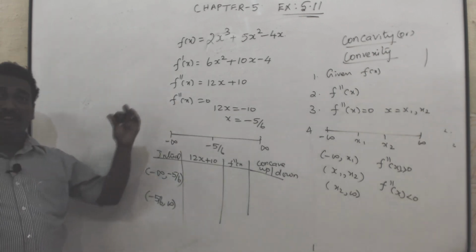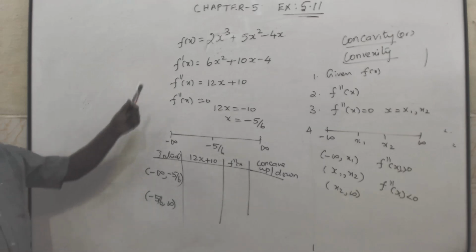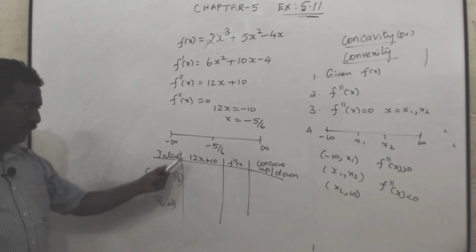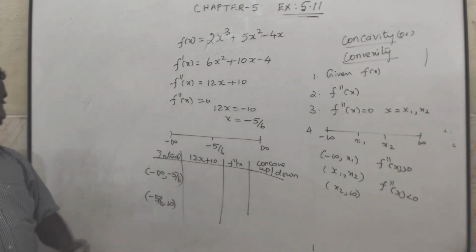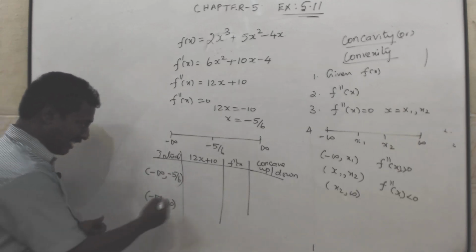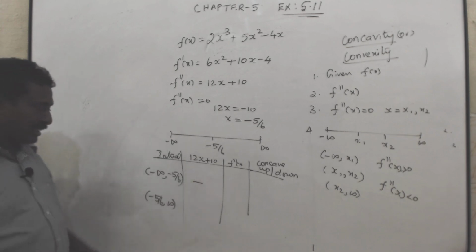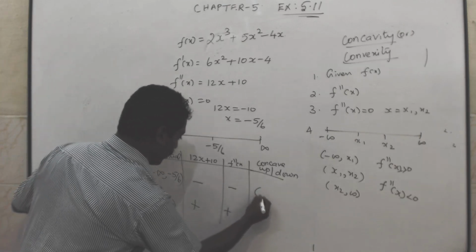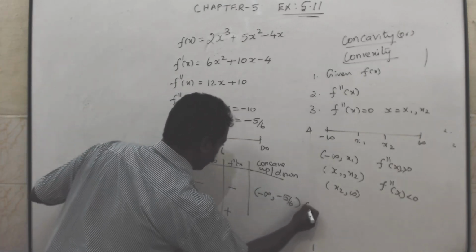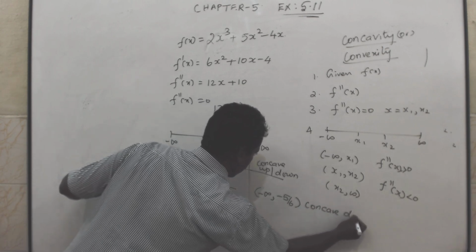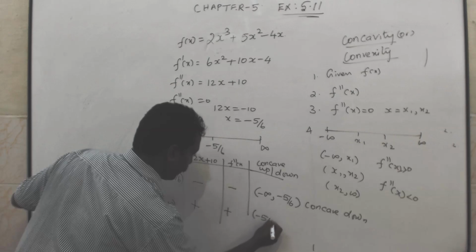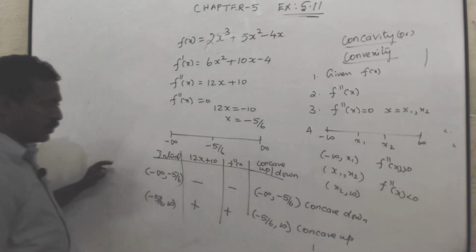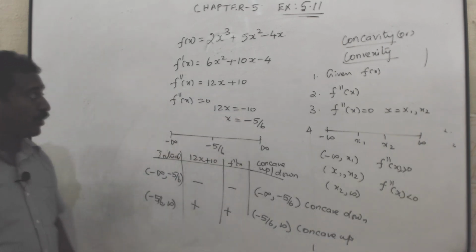So the same procedure we followed for increasing, decreasing. The only difference is they are using the first derivative, here the second derivative. In between, you will take any one value, suppose minus 1. Substitute minus 1: minus 12 plus 10, negative. In between, 0: 0 plus 10 is positive. Negative, positive. Negative means concave down. Positive means concave up. So concave downward interval, concave upward interval.